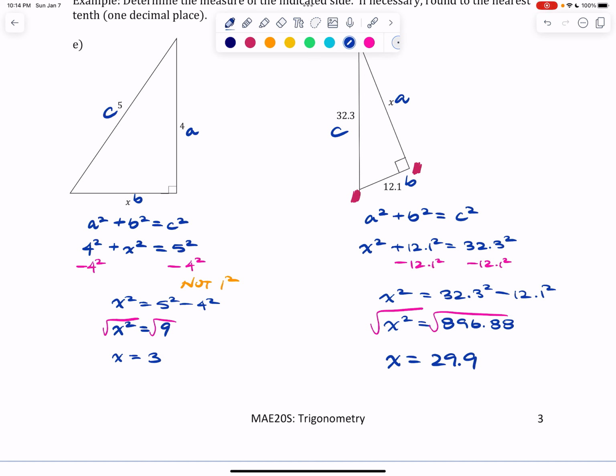So that's it for this lesson. Hopefully you found it okay. I apologize that it had to be on video. We will continue with trigonometry. We'll look at some of the new stuff with angles and whatnot as this unit progresses.